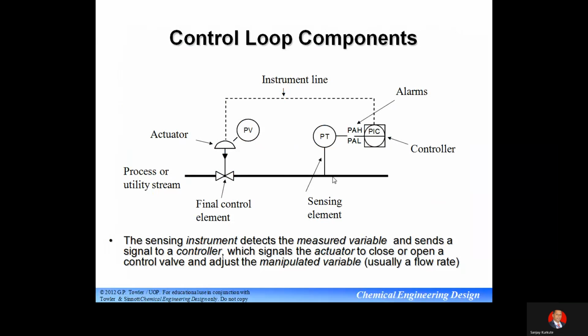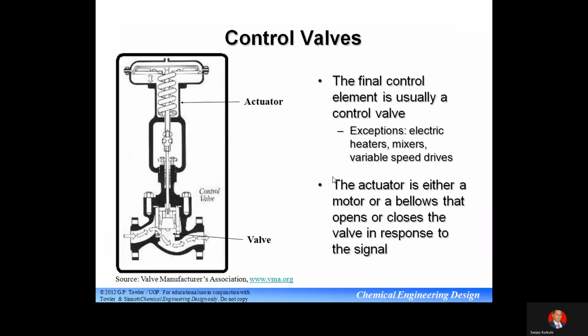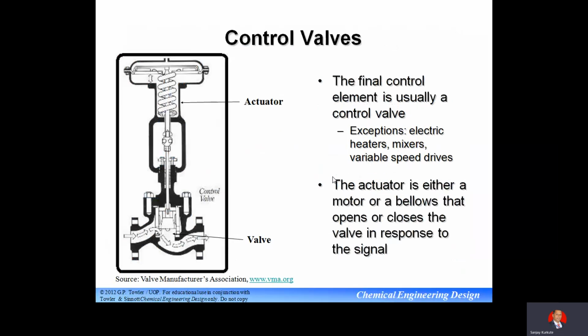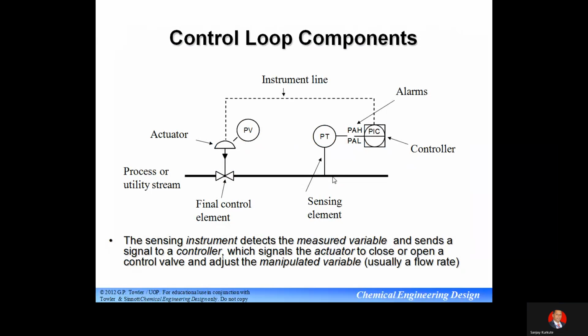So the process utility system may be flow, pressure, anything. So let us come to the final control element. Now, if you see the control element, that final control element, and the sensing element is also there for sensing the process. So all these things are indicated in this block diagram or process flow diagram.